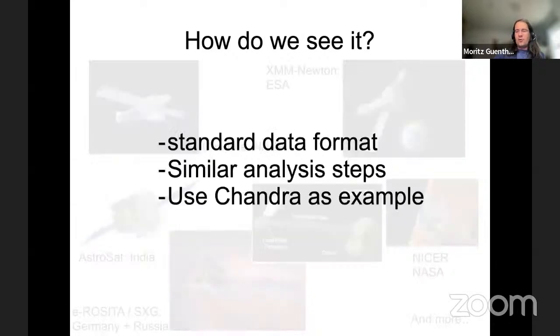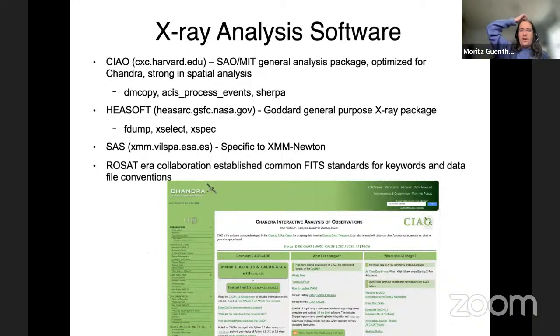But fortunately, essentially all of them use the same format of data. And the analysis steps for all of them are essentially the same. So I'm going to pick Chandra as an example. After I've told you how to reduce X-ray data, and we've worked through a Chandra example on Sunday, you should be able to do that. Not right now. You probably still have to read the manual, right? But you're going to understand the steps, and you should be able to reduce data from all of these. Okay, so how do we do that? We are going to use a software package called CIAO.